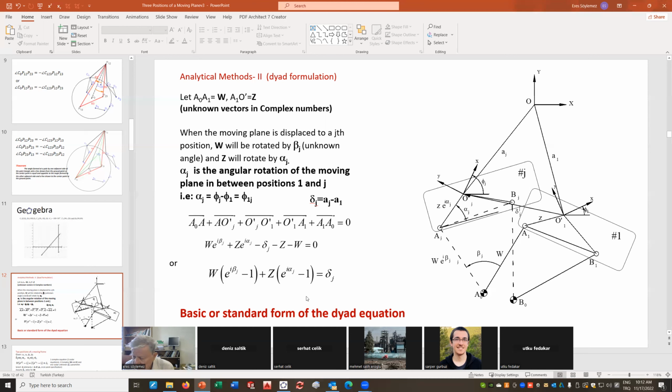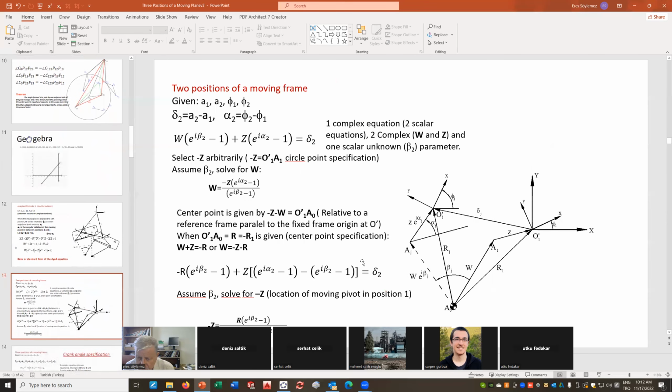Can everybody see that, please? If I call this W, this Z, of course beta will be different, alpha will be the same, but beta will be different, because these two cranks will be rotated by two different amounts. Now, if I have two positions of a moving frame, I can write that dyad equation only once, because j will be equal to 2 only, 2 positions. That equation will be W (e to the i beta 2 minus 1) plus Z (e to the i alpha 2 minus 1) is equal to delta 2.